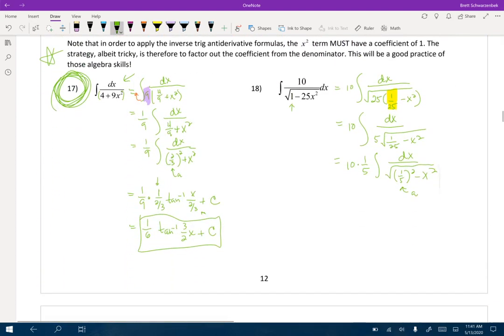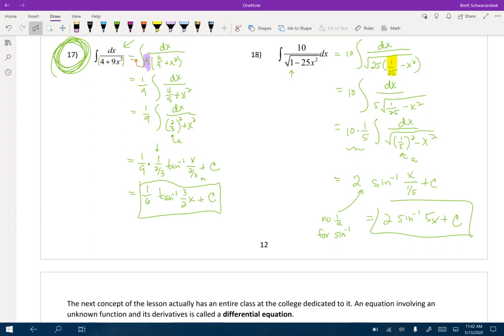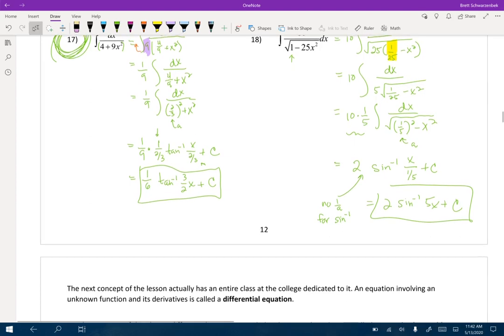So what do we get? Well, we do our math here. We get 2. We go right to the sine inverse because remember, no 1/a for sine inverse. It's going to be x over whatever a is, which is 1/5, plus c. So then we can get 2 sine inverse. We invert the 1/5 and get 5x plus c as our result for this problem. So very different, something you want to practice, obviously, but these are how inverse trig antiderivatives work.